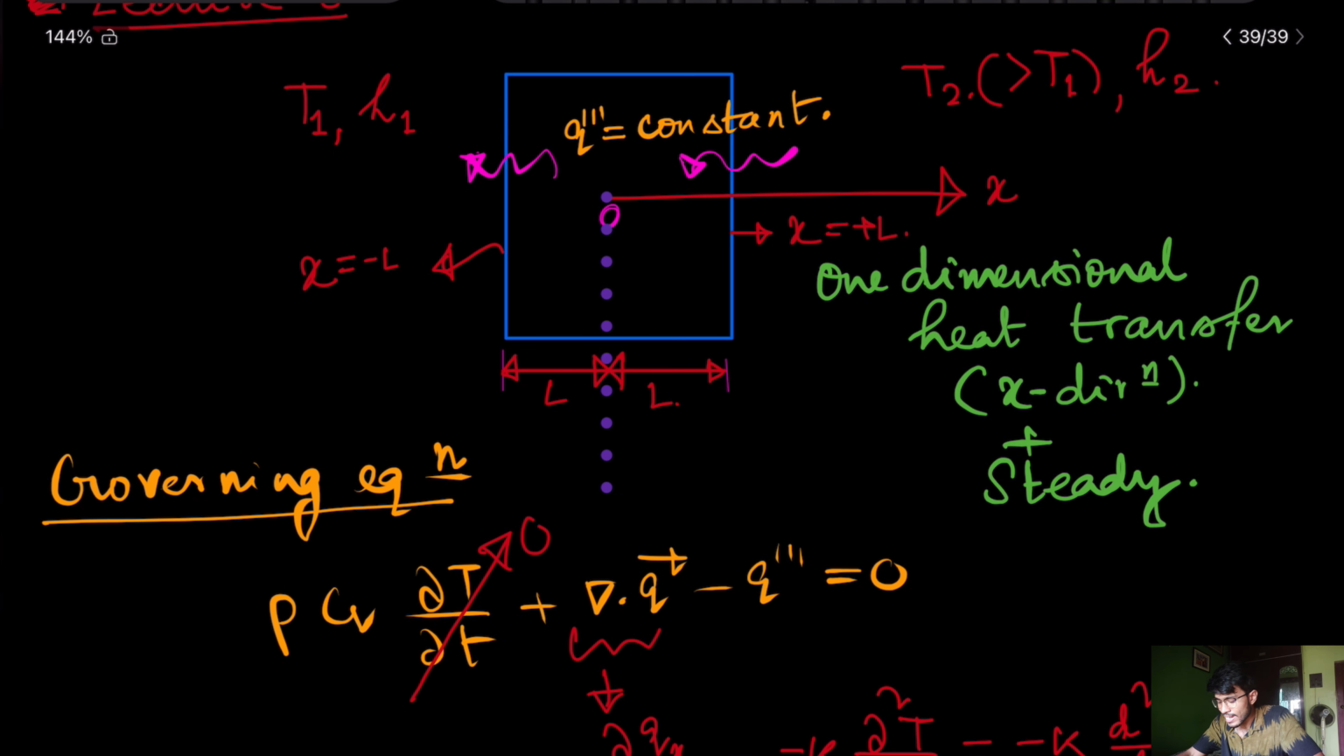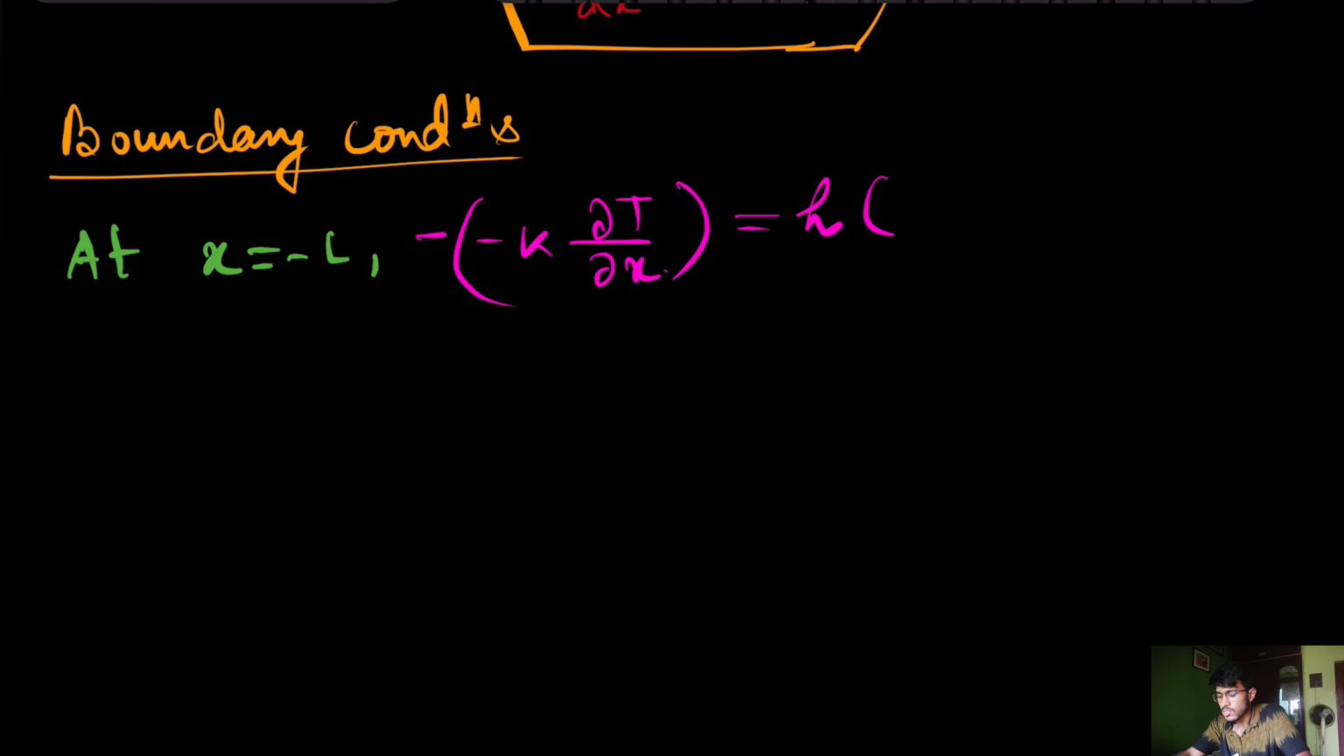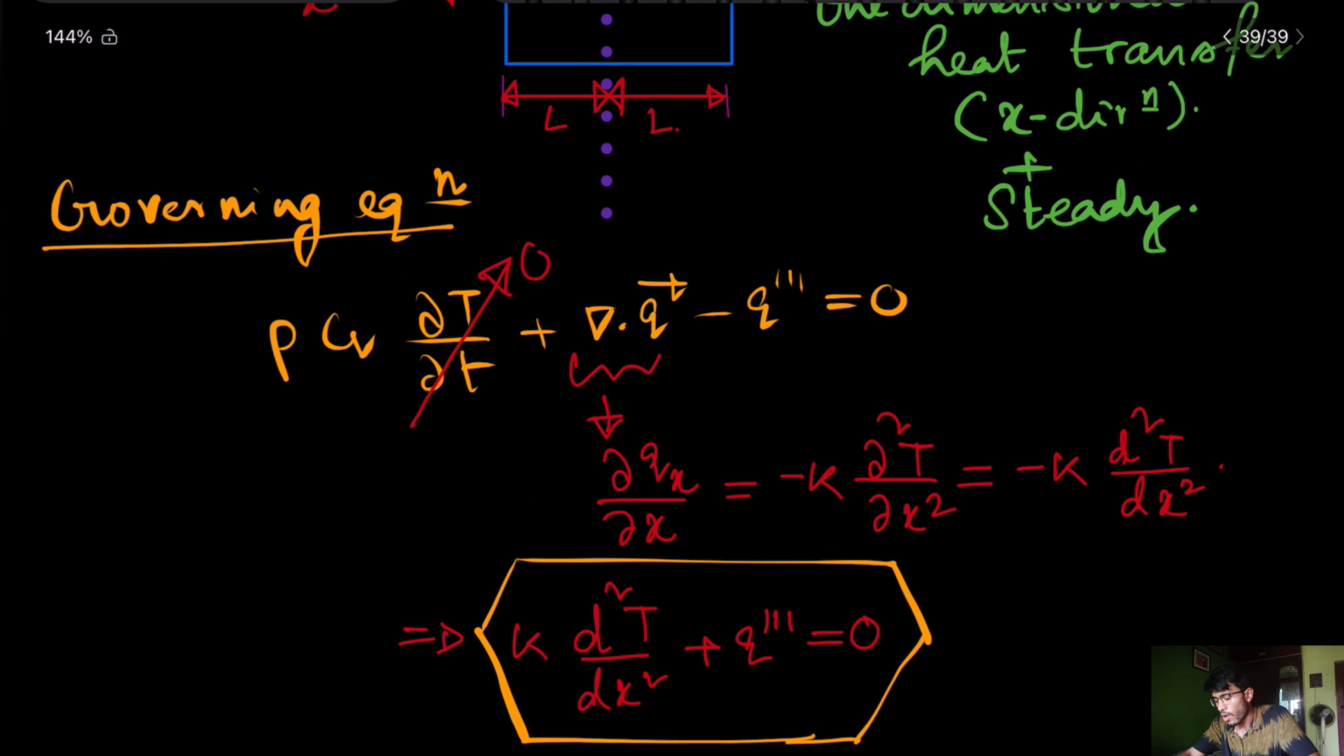So you see at x equal to L and at x equal to minus L, at both the phases the heat flow direction is in the negative x direction. I told you how to write the negative x direction heat transfer. In the positive x direction the heat flux is given by minus k dT dx. So in the negative x direction it will be this. So this will be equal to h into T wall minus T, right?